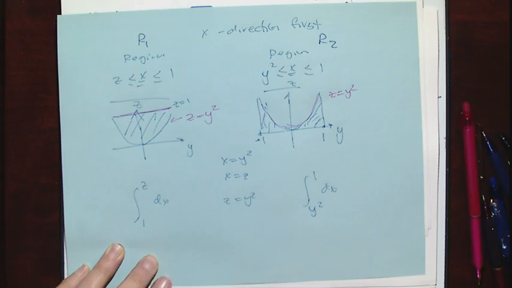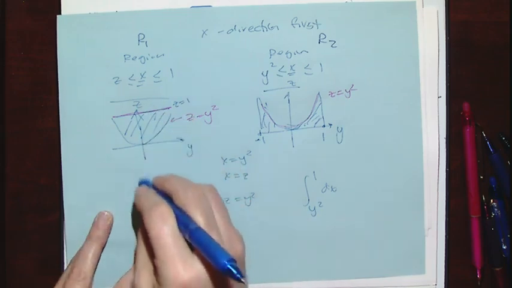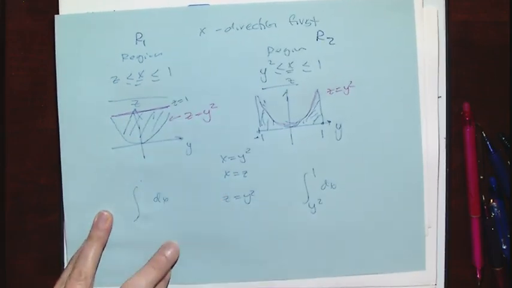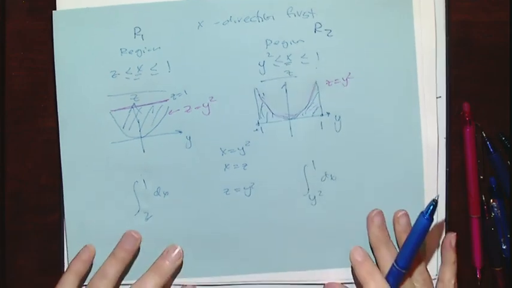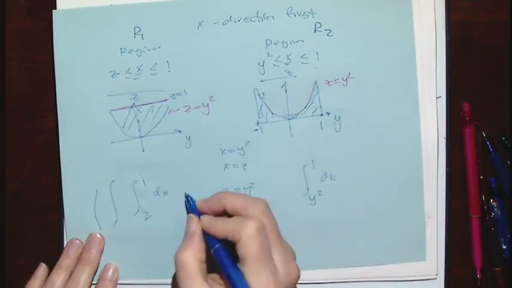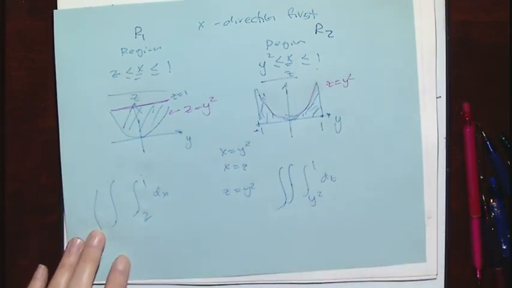How did I? No, I didn't switch. I'm good. Except I switched this too. I did switch. Z to 1. Y squared to 1. The most inner. Now let's set up the outside.